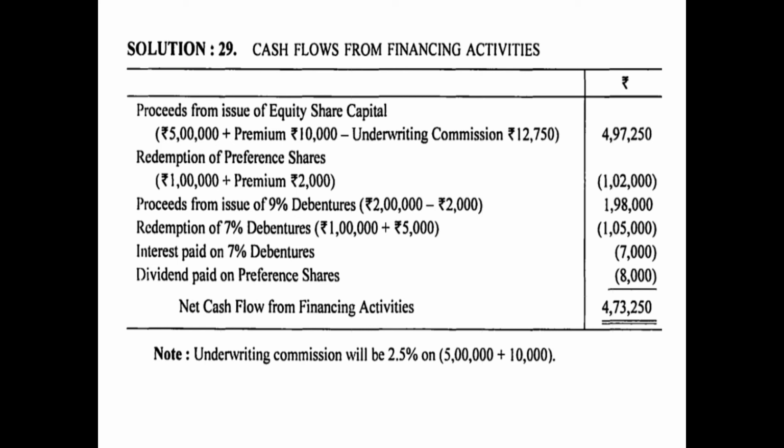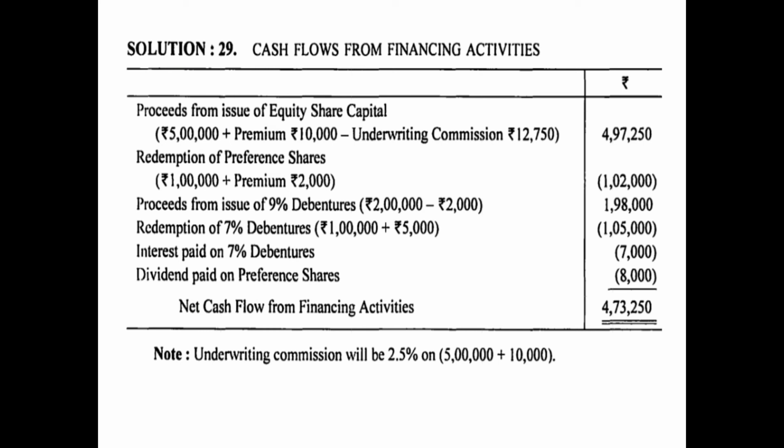The third point is the proceeds from issue of 9% debentures. Since the 9% debentures were issued in the current year, the face value was 2 lakh, but these were issued at a discount of 1%. So 1% of 2 lakh will be 2,000. Therefore, the issue of debentures has given the amount of 1,98,000. This is a cash inflow, therefore it is being added.